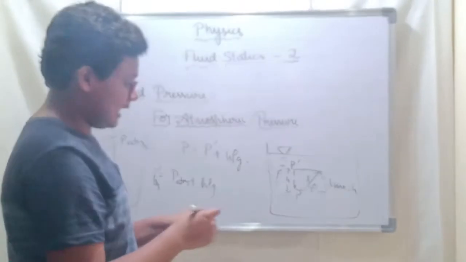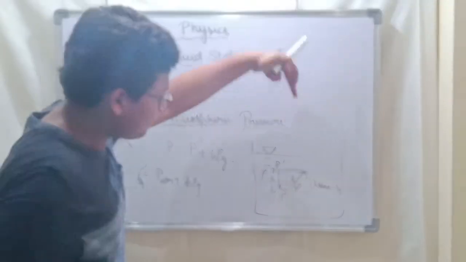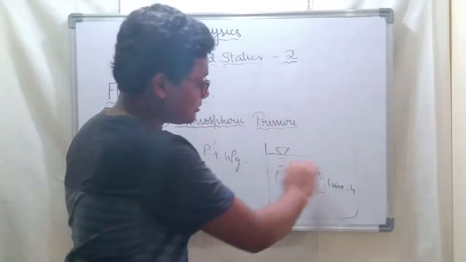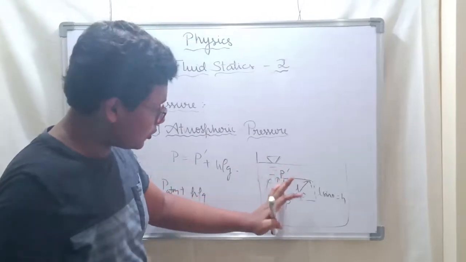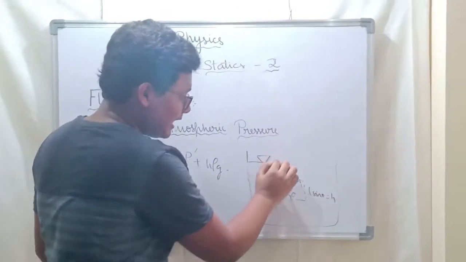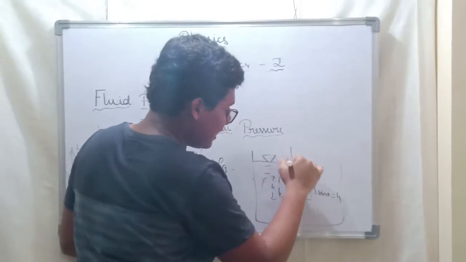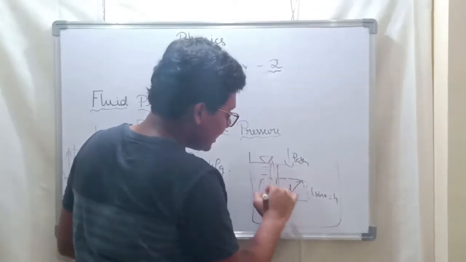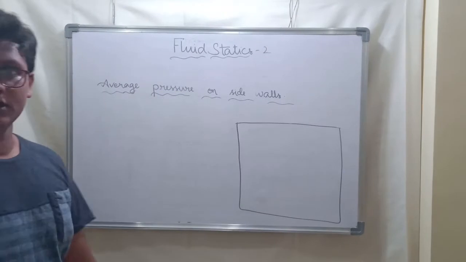In this case, we take P_atm, atmospheric pressure, acting at this point, and this is out of the liquid. So for this point we take h rho g plus this pressure. Similarly, if we take the point at this level, P_atm is acting here, and this is of height h. At this point the pressure will be P_atm plus h rho g.